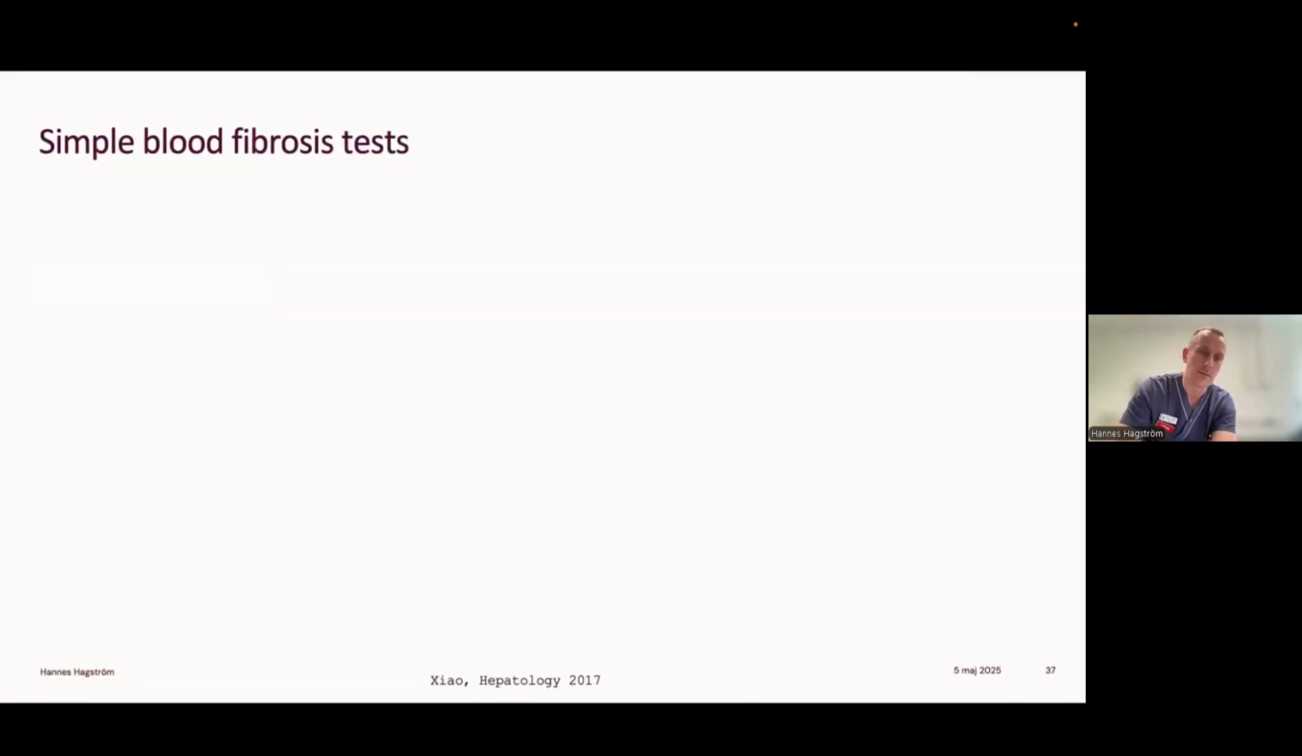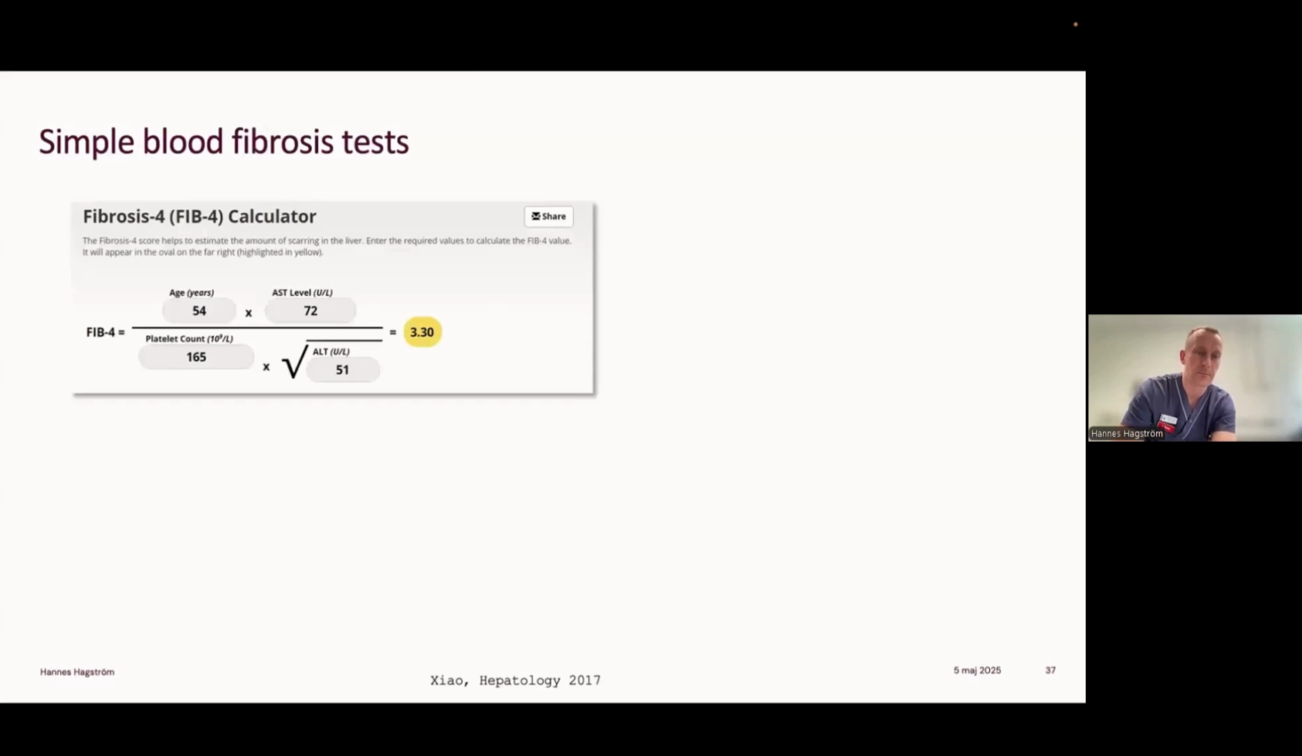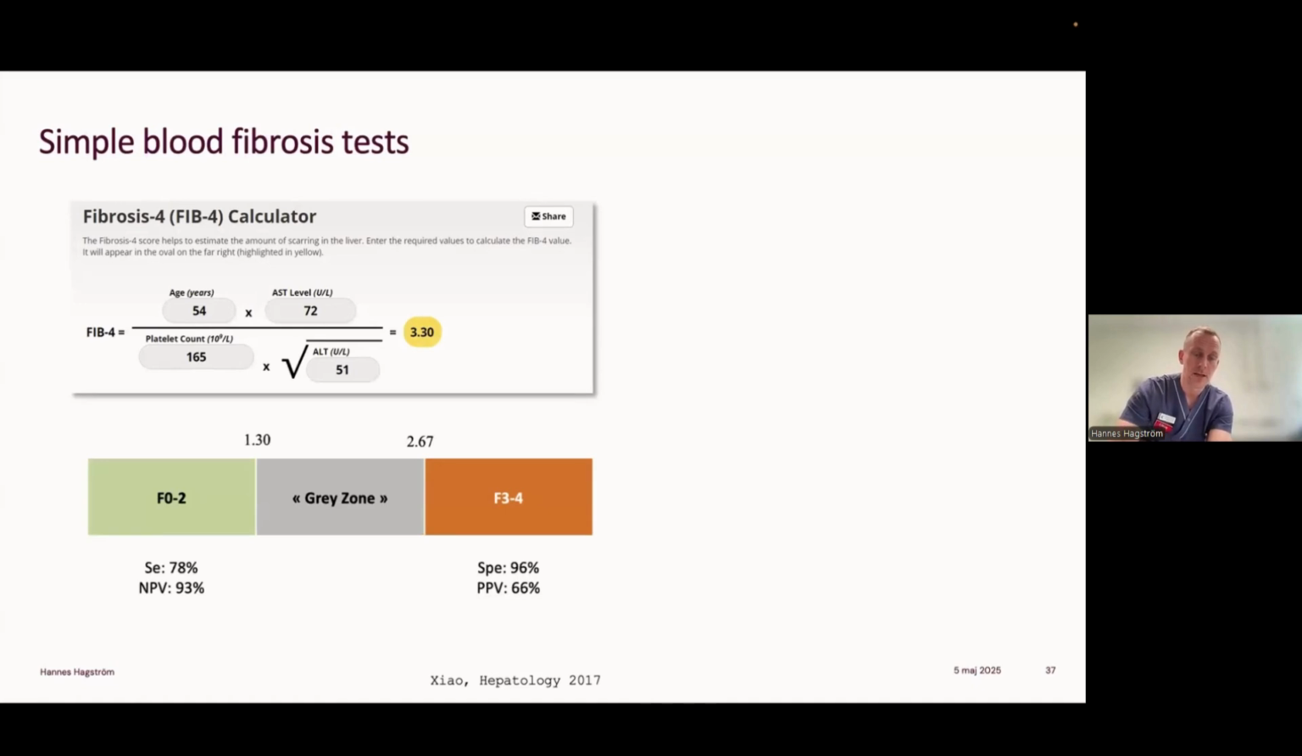What about all these simple blood fibrosis tests? Well, of course, we have the FIB4 calculator. If you don't know it, this is a blood-based test that was originally designed to look at fibrosis in patients with HIV and hepatitis C infection, and compared to biopsy. This, of course, uses two cutoffs. You have the lower cutoff and you have the higher cutoff. The lower cutoff has a pretty high negative predictive value, so you can be pretty sure that if your patient is below this cutoff, then it's likely that they don't have fibrosis. Whereas if you have patients above the 2.67 cutoff, you can be pretty sure that they have some advanced fibrosis, although it's certainly not 100%.